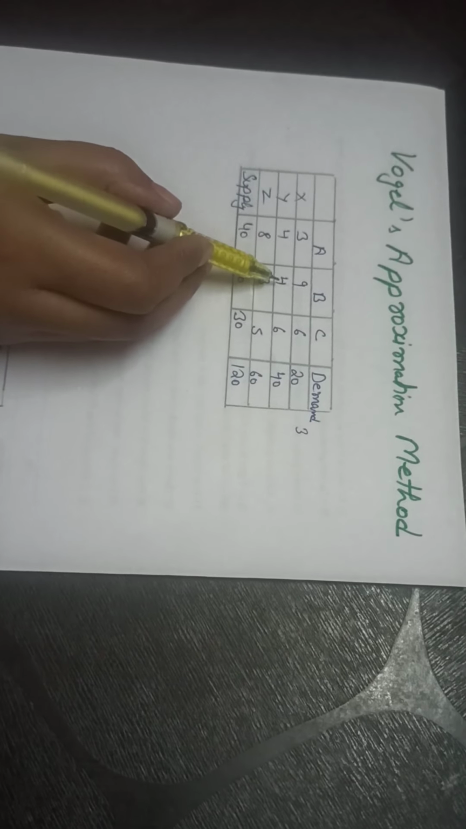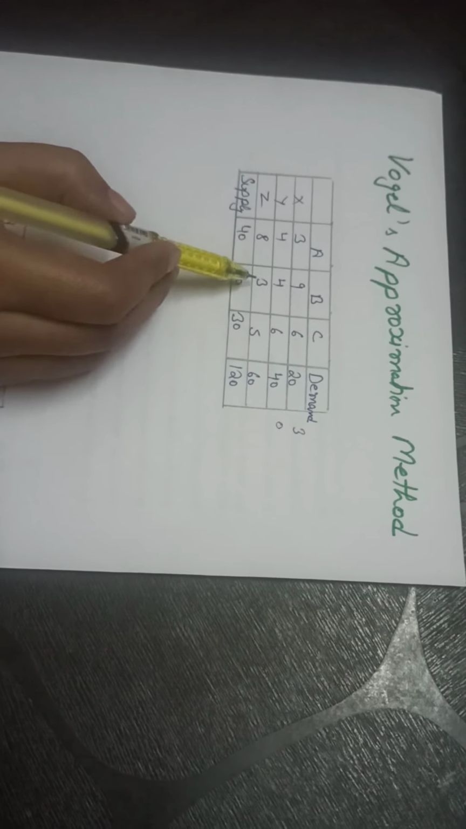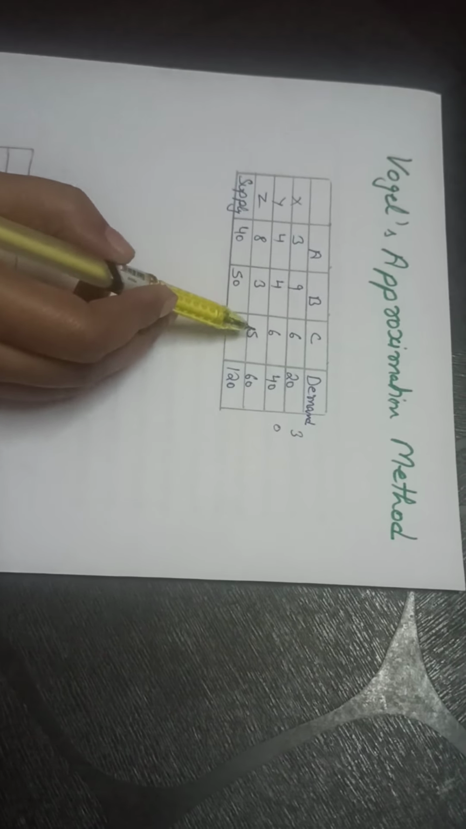We will write it here. The same process will be repeated in the second row. We have 4 as the least cost and the next 4 as the second least cost. 4 minus 4 is equal to 0. And in the third row the least cost is 3, the second least cost is 5. 5 minus 3 is equal to 2.